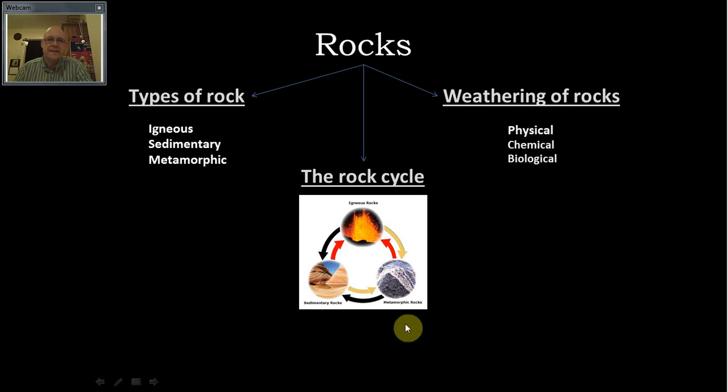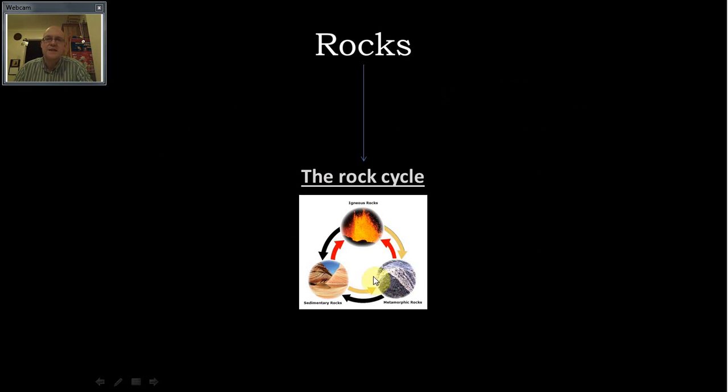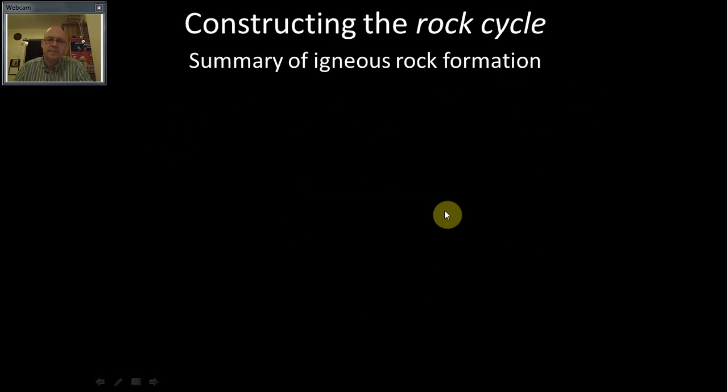Okay, here we have the second of this little video sequence. You can see over to the left we have types of rock, which I've already discussed, the igneous, sedimentary and metamorphic rocks, and weathering, which we'll talk about later on. What we're really interested in right now is the rock cycle, how all three types of rock are connected to each other. So let's start with a refresher.